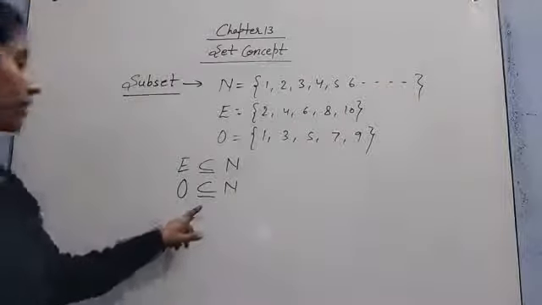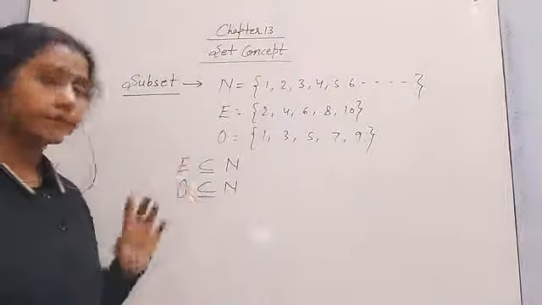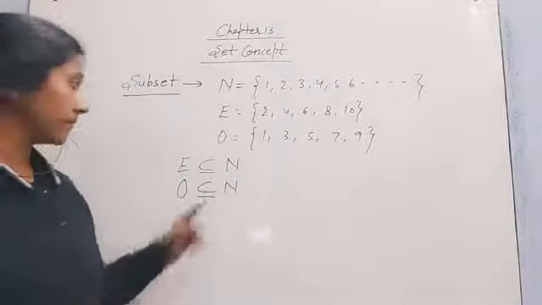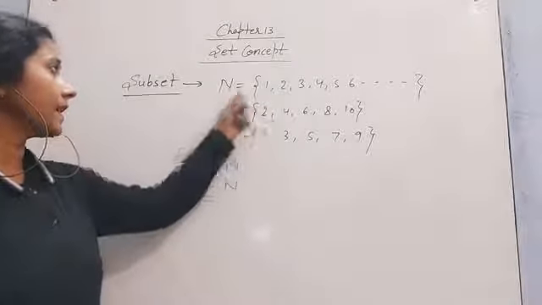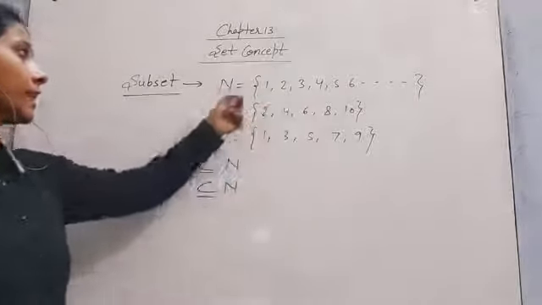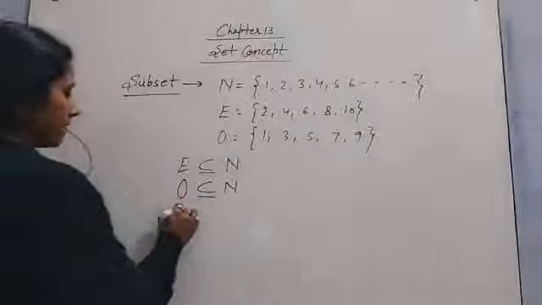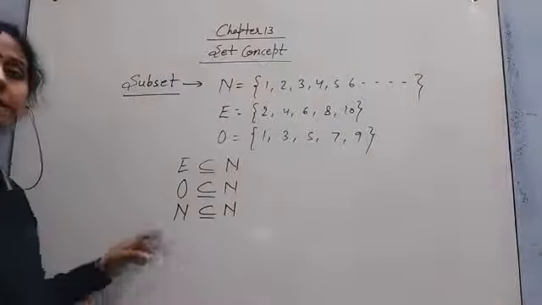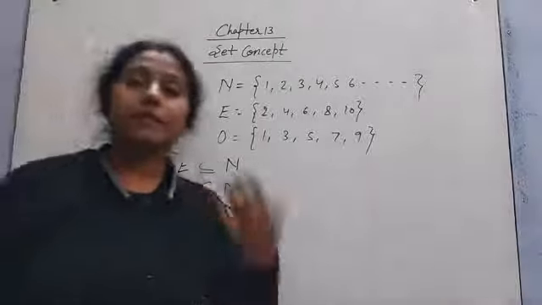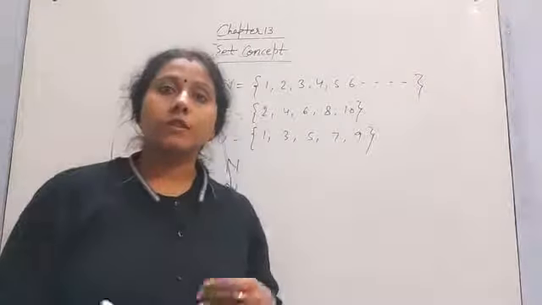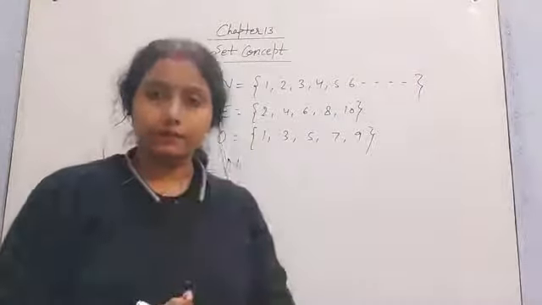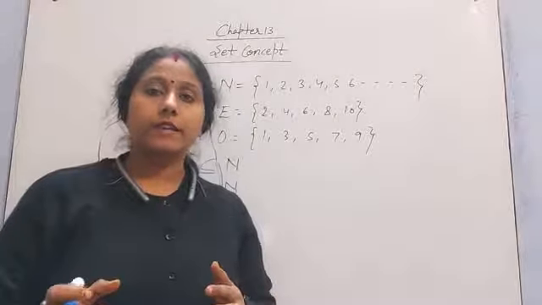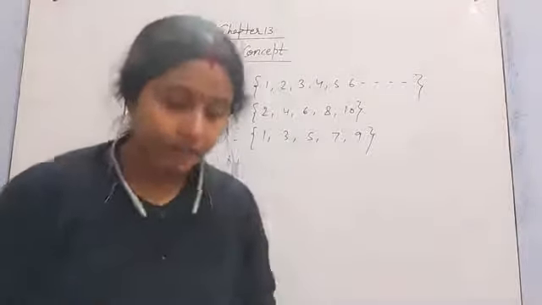And the symbol of subset is this. It means it is a subset and equal also. We can say N is a subset of N also. Here we can say subset. A set is also a subset of itself. Okay, a set is also a subset of itself.